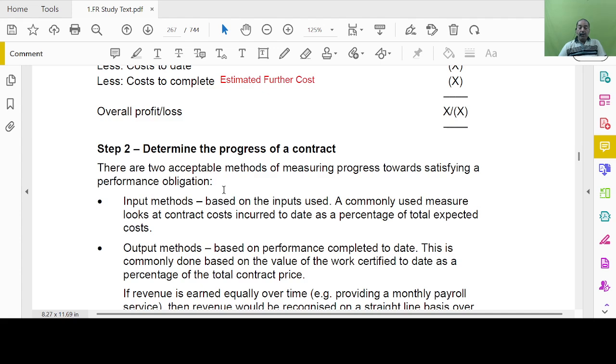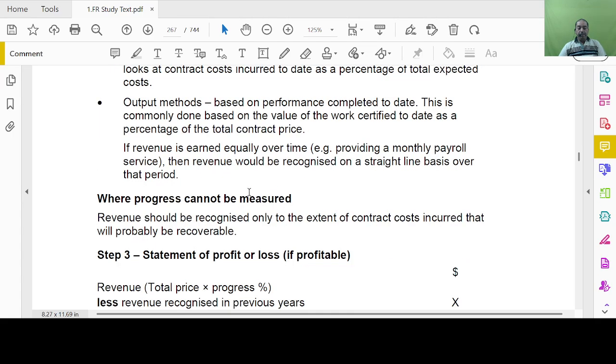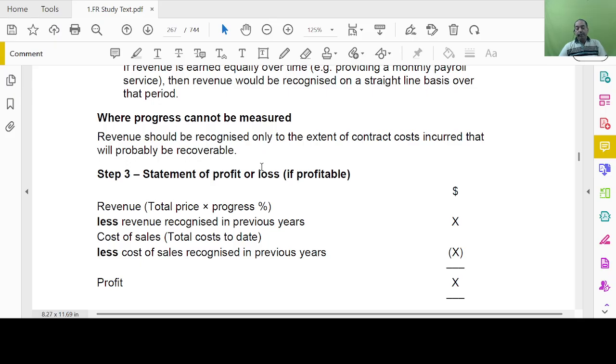Step number 2, determine the progress of the contract. How much percentage of work is complete, as I told you, either on the basis of the input method or on the basis of the output method. I will get the percentage of work that has been completed up to date. Step number 3, we will prepare a statement of profit or loss.